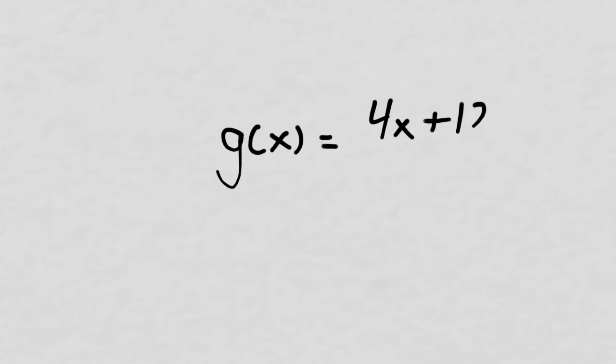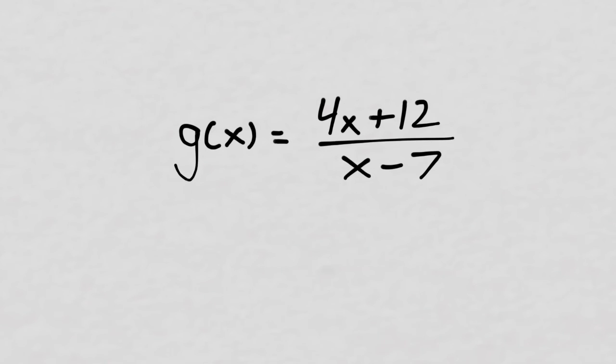I encourage you to take some time and work on your own to try to create a graph of the function g of x equals 4x plus 12 divided by x minus 7. It'll look a little bit similar. There'll be one vertical asymptote, one horizontal asymptote, but this time it won't cross the origin. There'll be separate x-intercepts and y-intercepts.